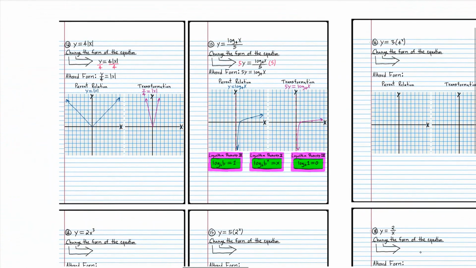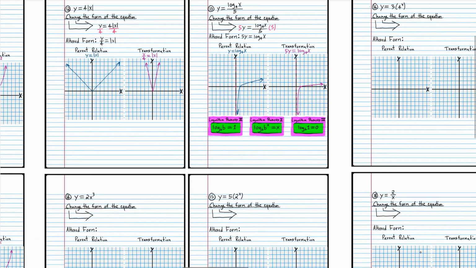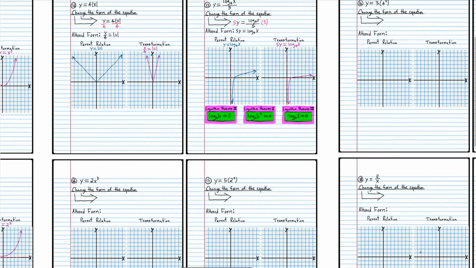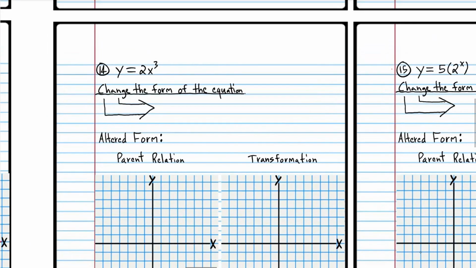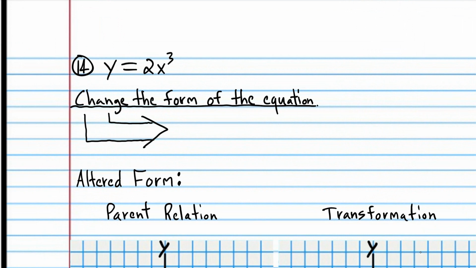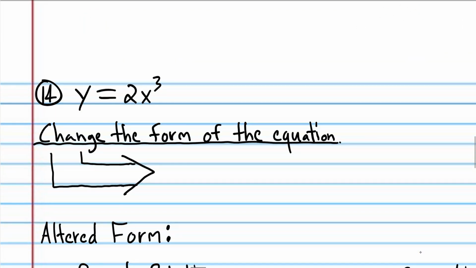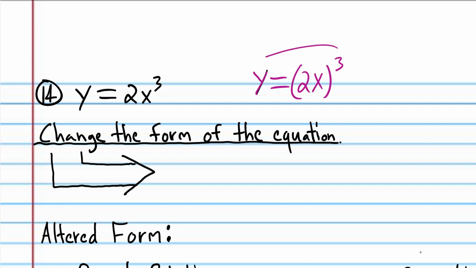Okay, if you got that one right, good job. I want you to try number 14. This is another type of problem that students really have trouble with. When you multiply x in an equation by 2, you divide all the x values in the previous graph by 2. And this is multiplying x by 2. But we're not multiplying x by 2, we're multiplying x cubed by 2.